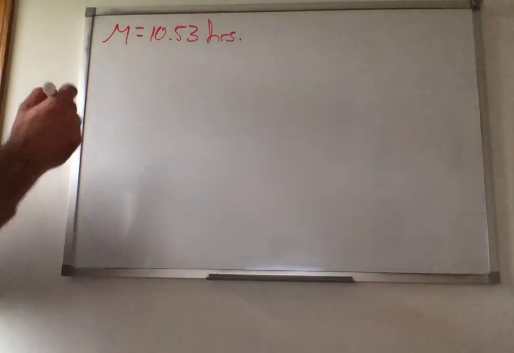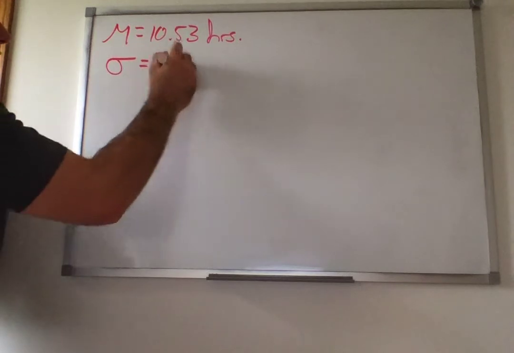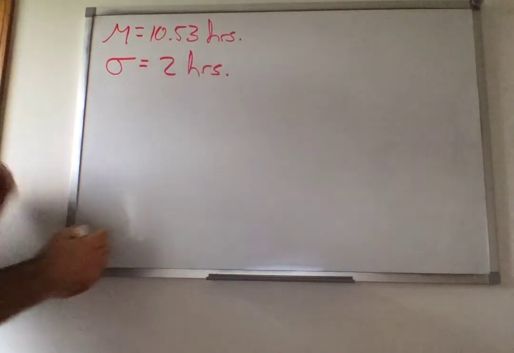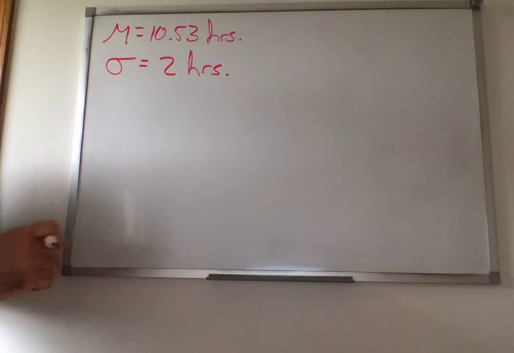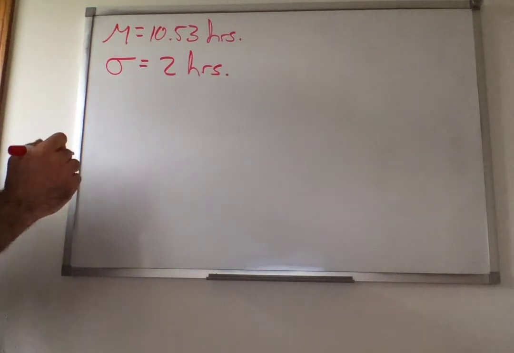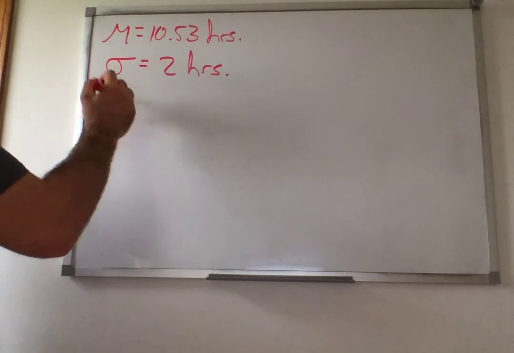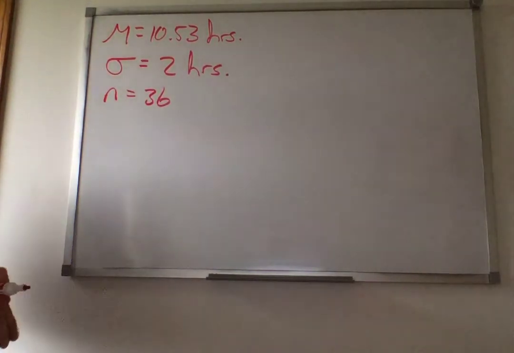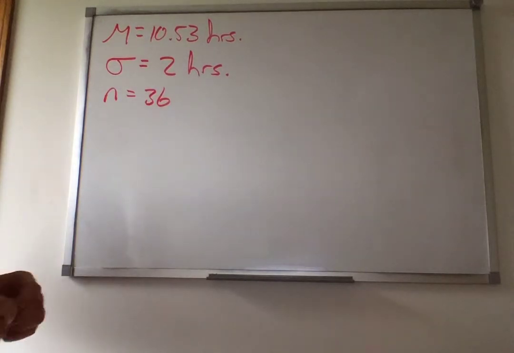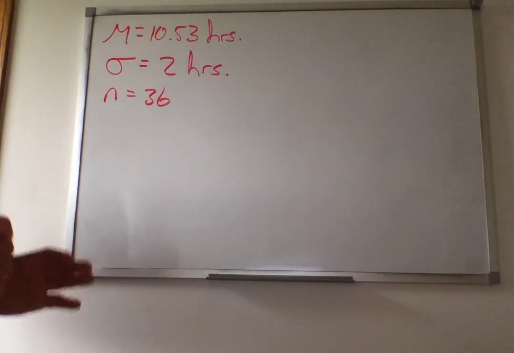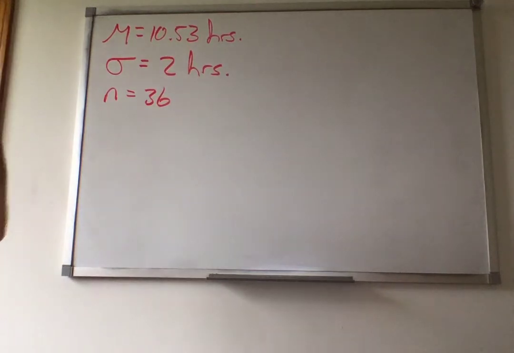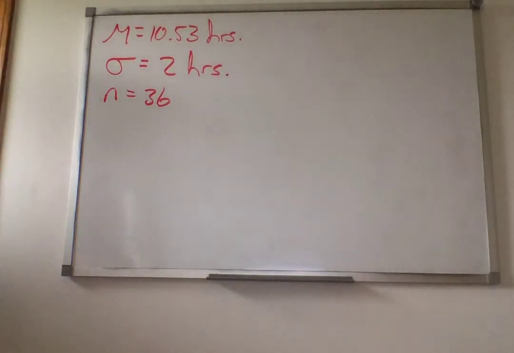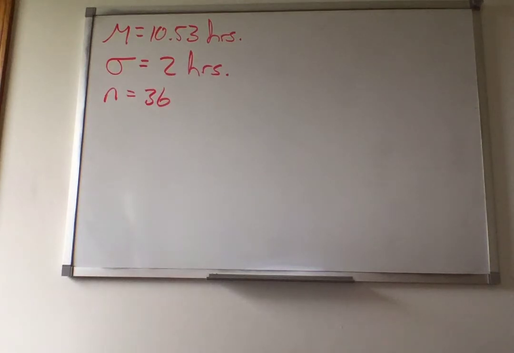Let's assume that the standard deviation for the distribution is 2 hours. Now, suppose that we randomly sample 36 taxpayers. So our n here is 36. Now, we want to find the probability that the average amount of time it takes to complete these IRS forms is less than 10 hours. Okay?